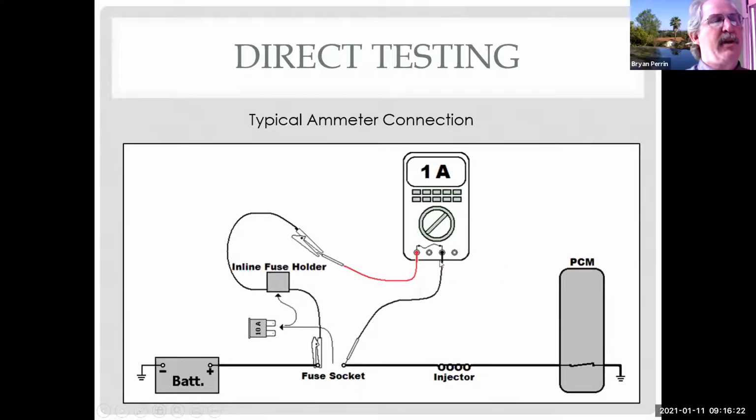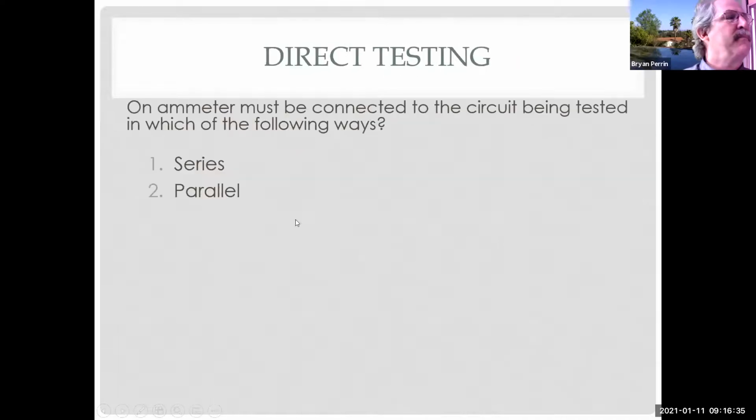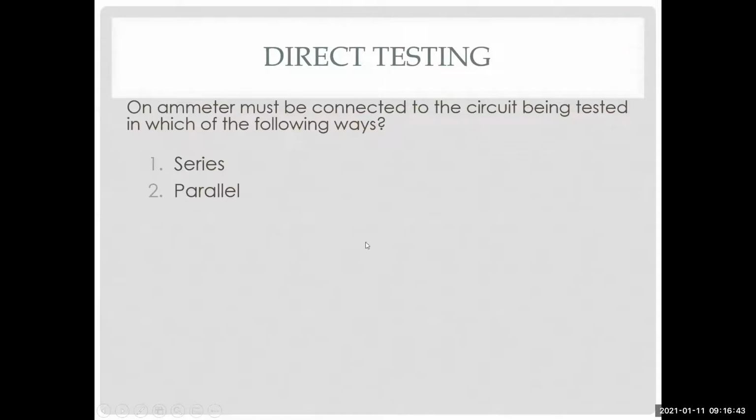So everything we're trying to do goes right through the meter. It's connected in series. Unlike a voltmeter, we connect in parallel, right? We're connecting 2 points in the circuit, but there's no current flow going through the meter. So an amp meter must be connected to the circuit being tested in which of the following ways? Series, absolutely.